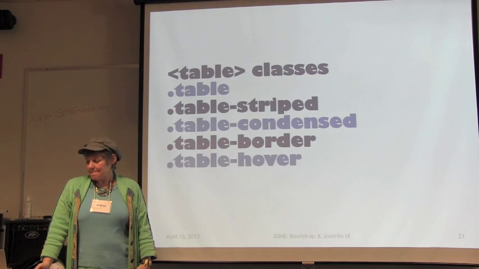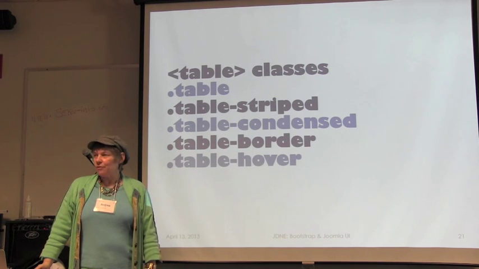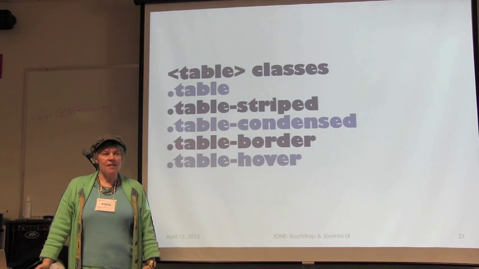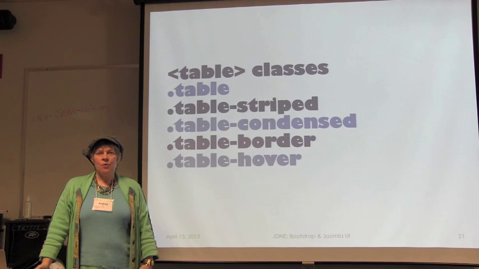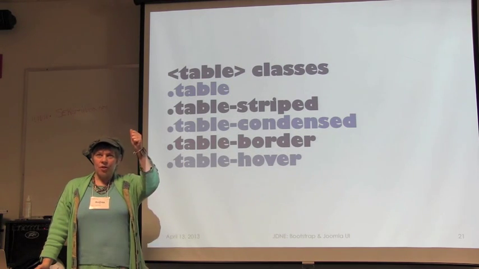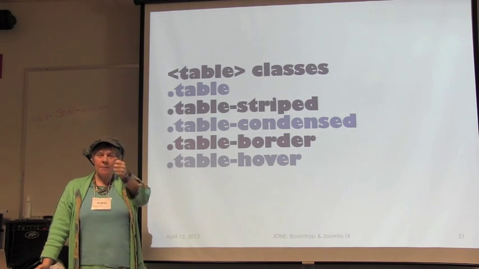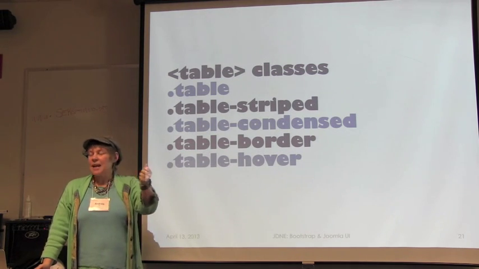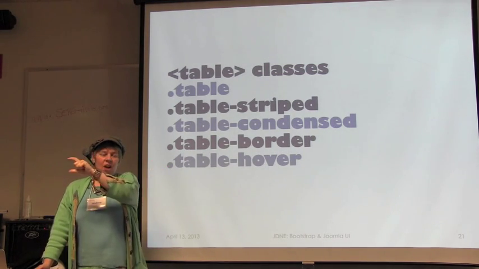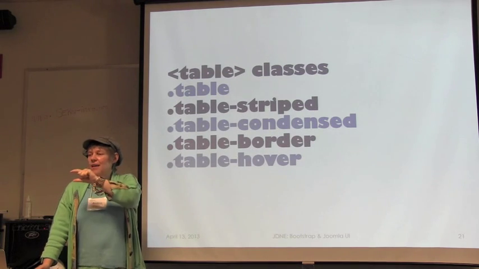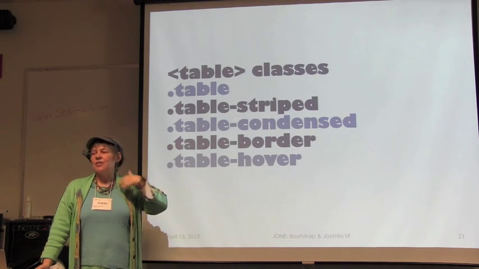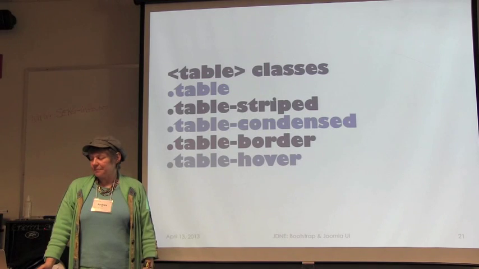Okay. It also has table-hover. What table-hover does is, if you hover over a particular table row, it'll change the color or do something to that row so that you can see where you are. It's just the feedback that it gives you.